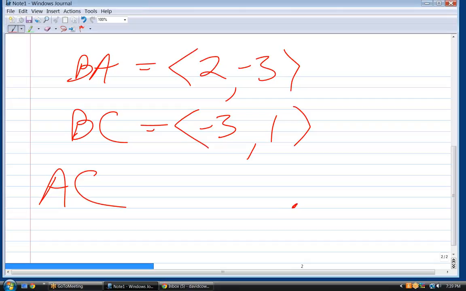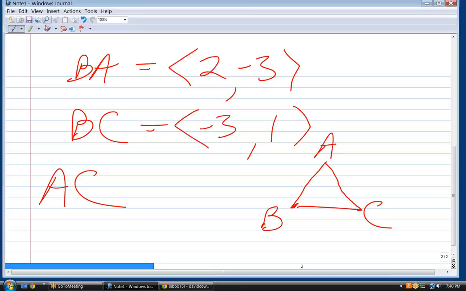Okay, let's draw a picture. Let's assume that's A. Assume that's C. So AC is not the addition of the two vectors. What is it? Wait, it's the subtraction of the two vectors.